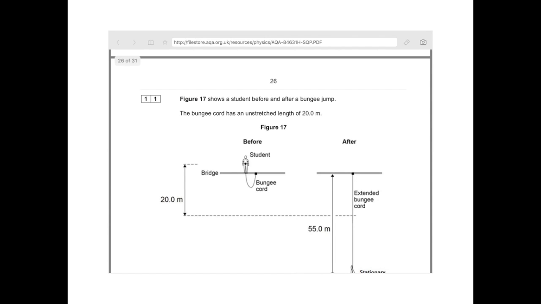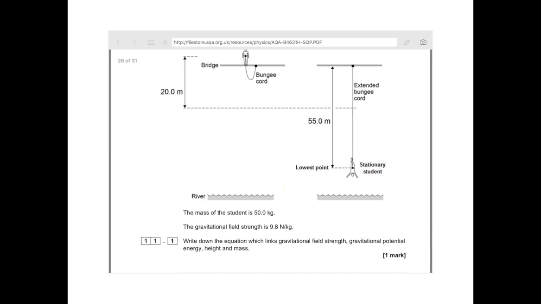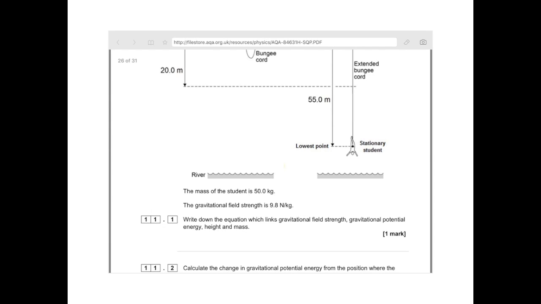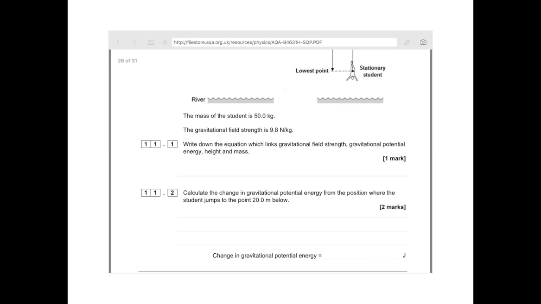Figure 17 shows the student before and after a bungee jump. The bungee cord has an unstretched length of 20 meters. The mass of the student is 50 kilograms. The gravitational field strength is 9.8. Write down the equation linking gravitational field strength, GPE, height and mass. So this is your equation: GPE, so gravitational potential energy, equals mass times gravitational field strength times height.